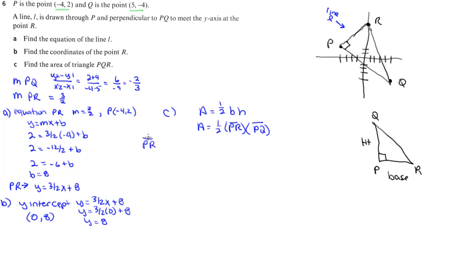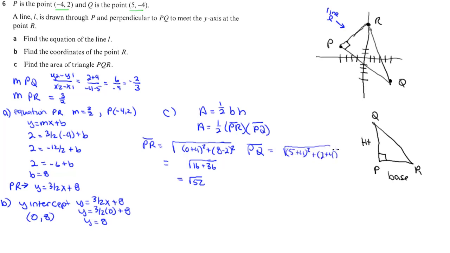Anyway, I can use my distance formula to find the length of PR, and all I do is plug it in and figure that out. And then I can find the length of PQ by doing the same thing, using the same distance formula. And then all I do is put them together in my area formula, and I've got the area for this triangle.